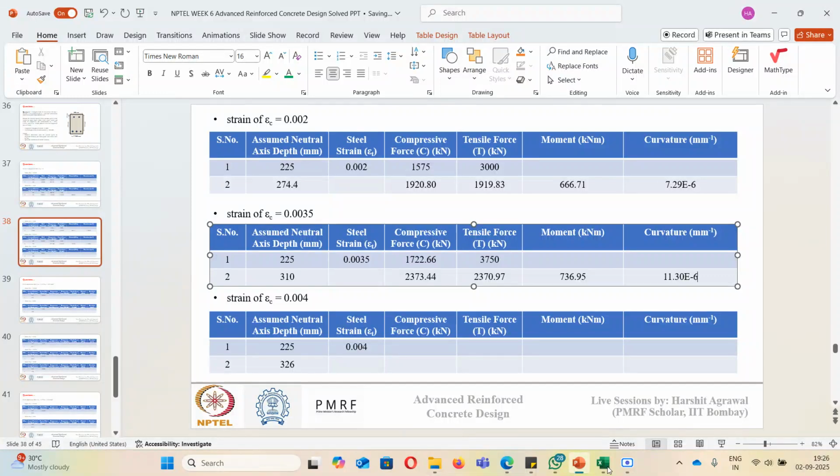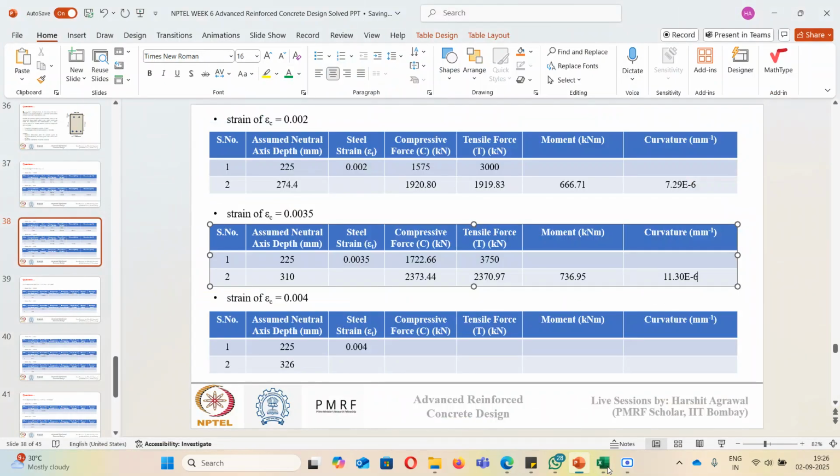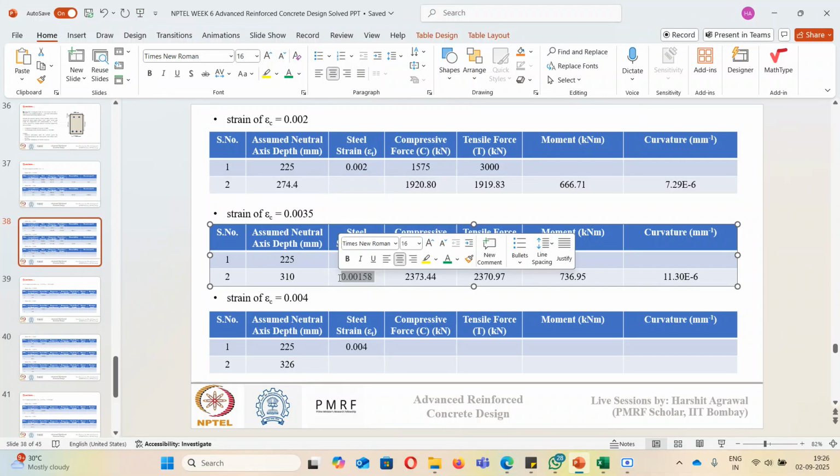And at this strain value in concrete, what is the strain in steel? It is 0.00158. Okay, so you can see this 0.00158 is less than 0.0025. So this means that concrete crushing is happening and steel is still not yielding. So this is the behavior of an over reinforced section.